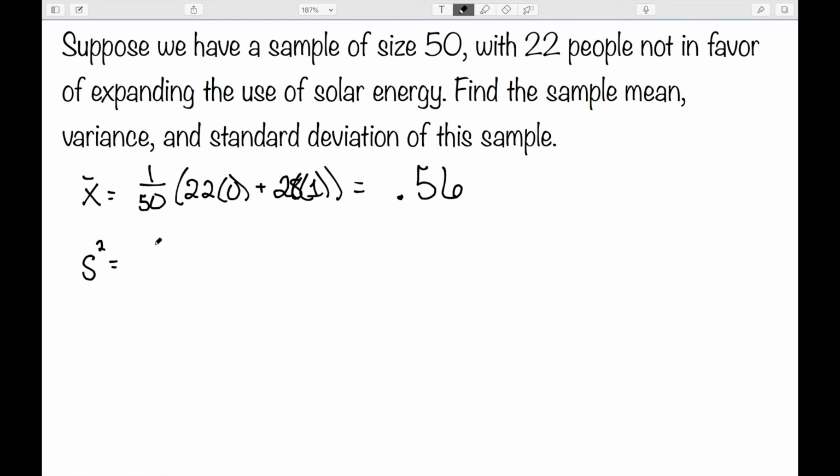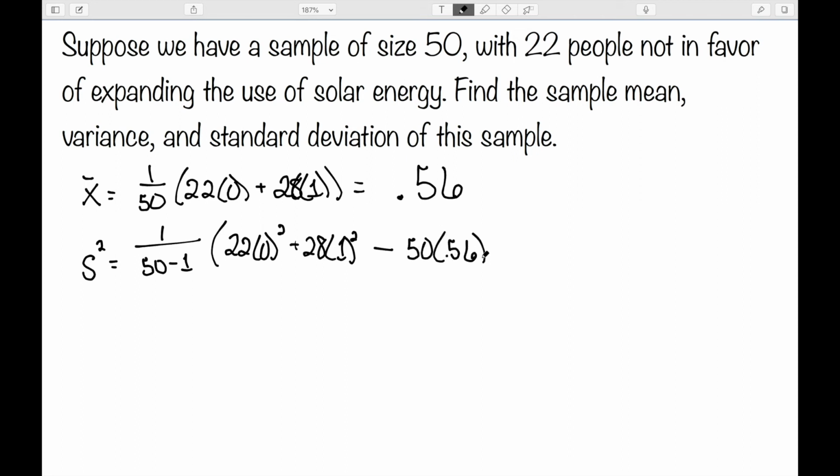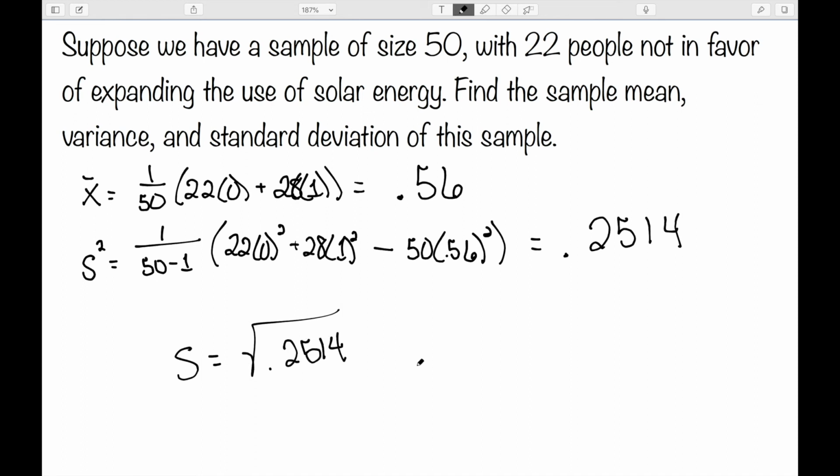What about my variance? I'm going to use the second formula since it is usually easier to calculate that way. We have 1 over 50 minus 1, the sample size minus 1. We need to add up 22 times 0 squared plus 28 times 1 squared. And then we need to subtract out the sample size times the mean squared. And if we work this out, we get that our sample variance is roughly 0.2514. So then our standard deviation would be the square root of 0.2514.